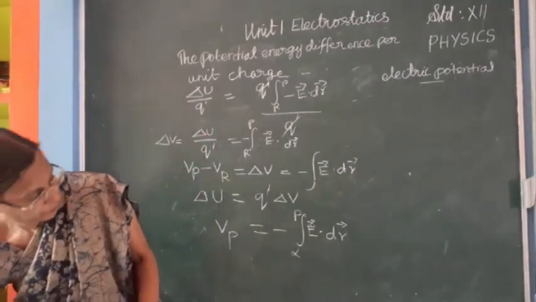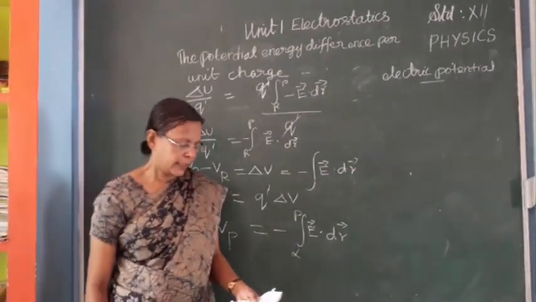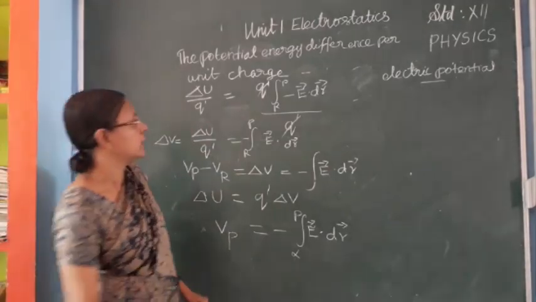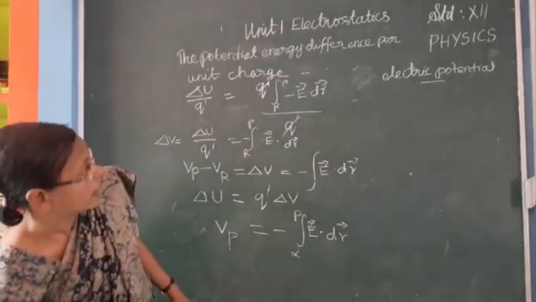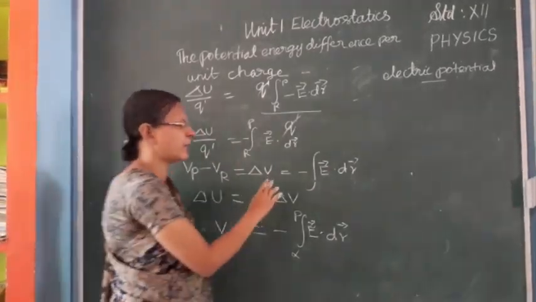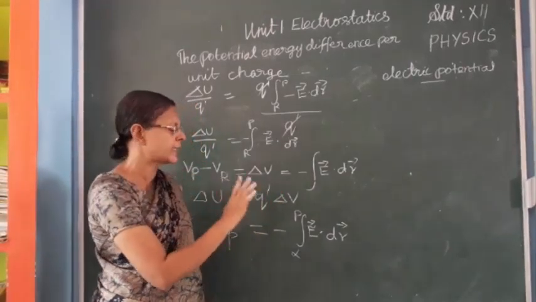Next, electric potential due to a point charge. That one we can take another day; once more we can revise this.